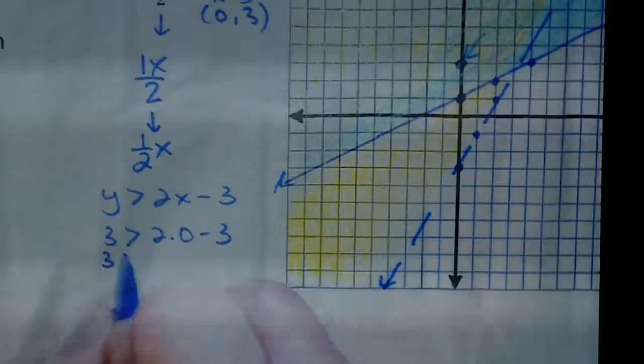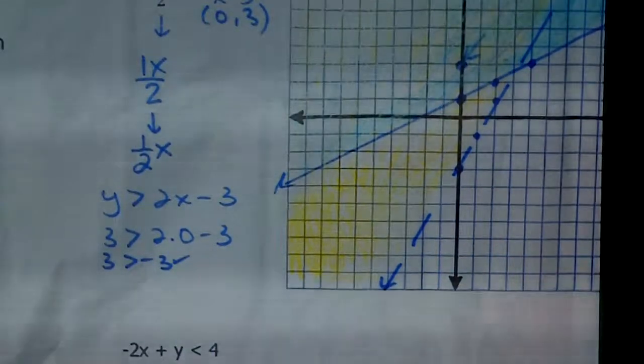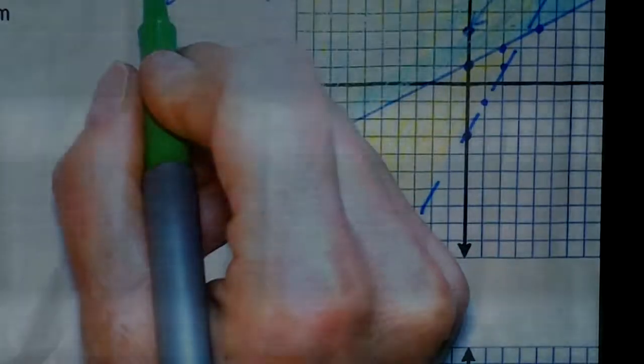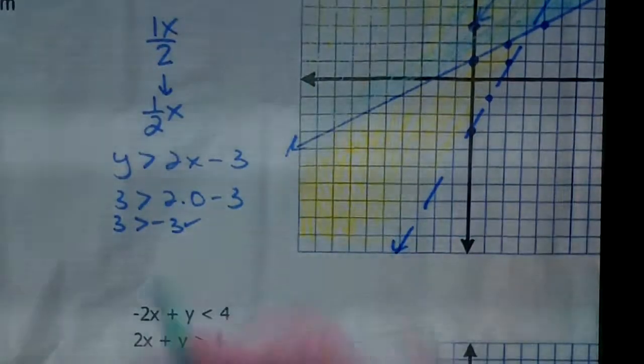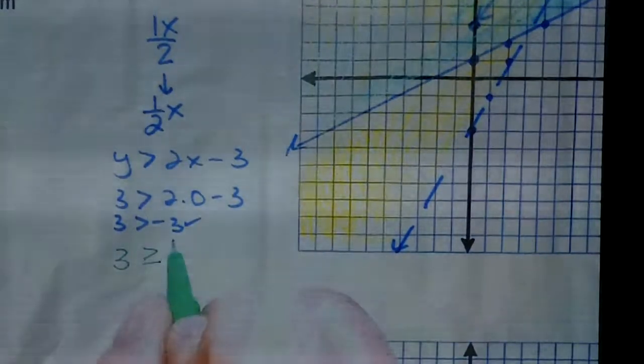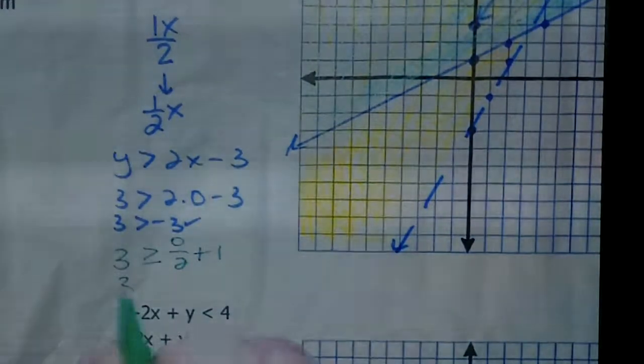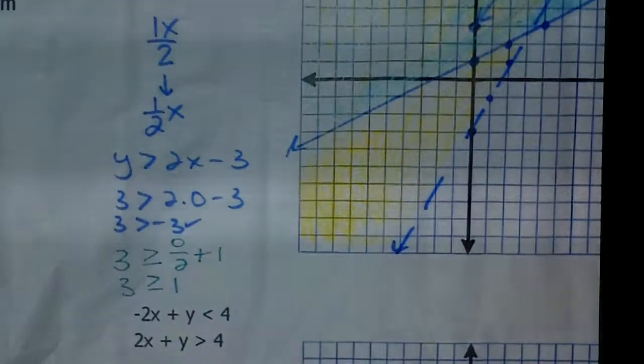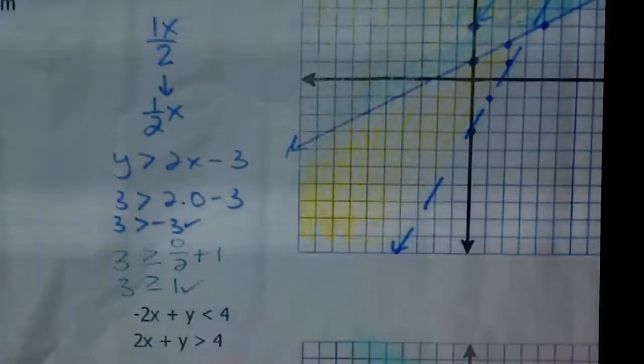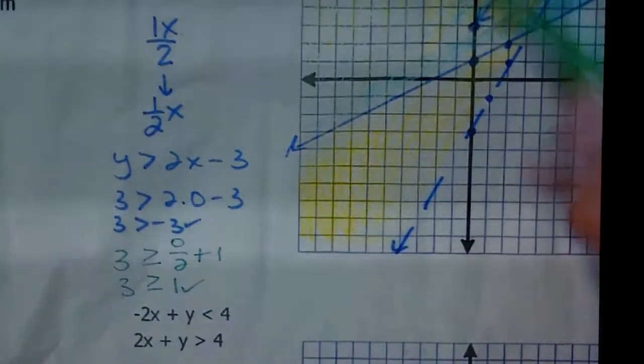Yeah, 3 is greater than negative 3, so it works for that one. With our second equation here, it says that y is greater than or equal to x divided by 2 plus 1. So is 3 greater than or equal to 0 divided by 2 plus 1, or is 3 greater than or equal to 1? Yes, it is. So that means we have shaded correctly.